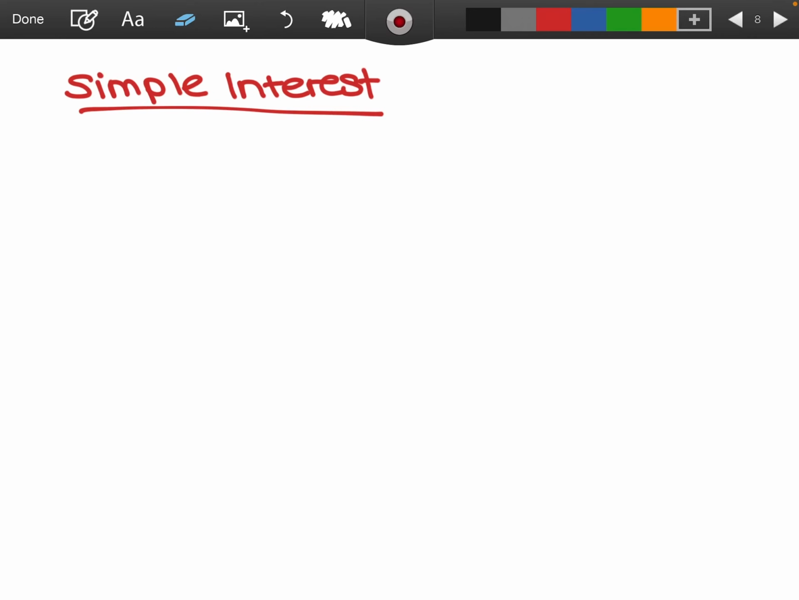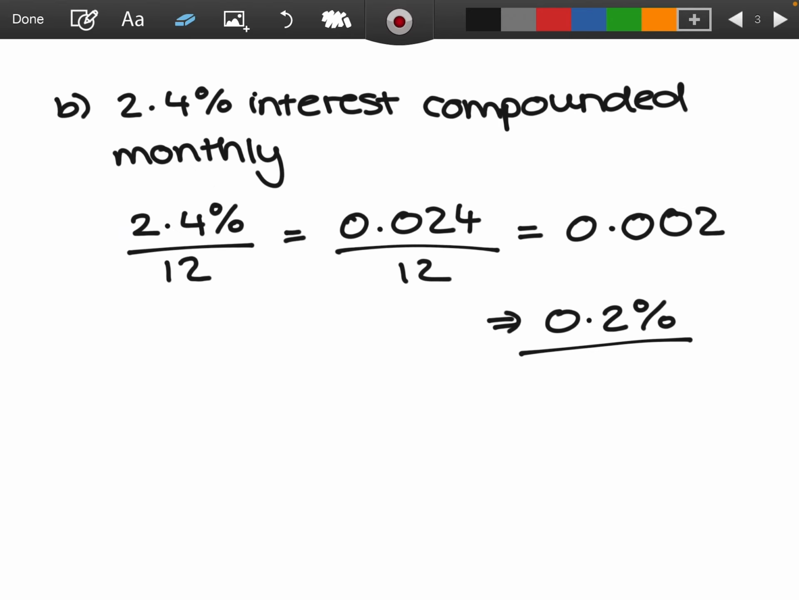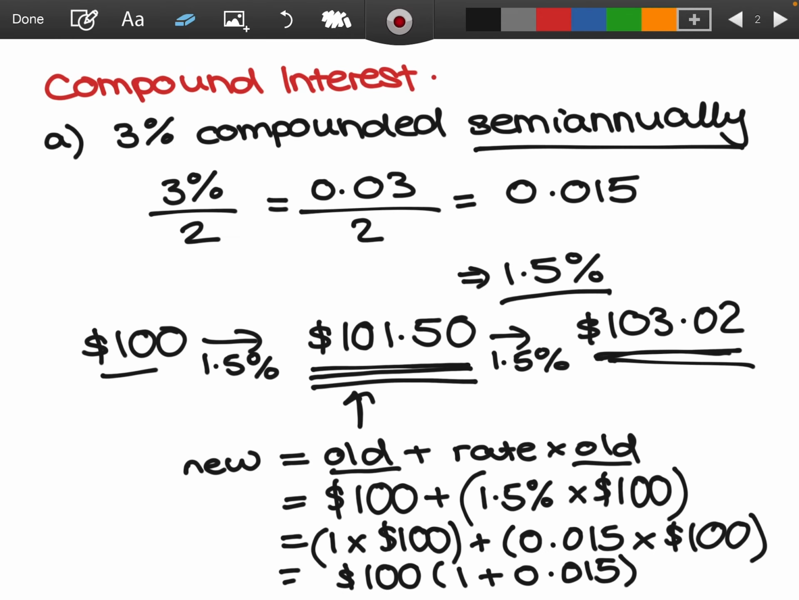Now I want to take a look at simple interest. Simple interest is just interest that accrues on our principal amount. We don't get interest that accrues on interest like we have before with this compound interest. So let me go back to my initial example that I had here. We had the initial amount of $100.